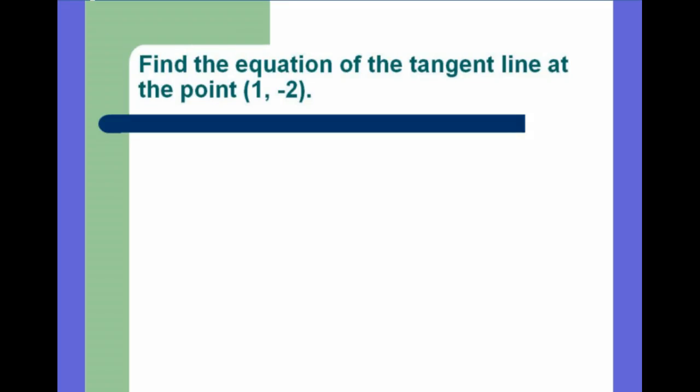So then extension questions would be something like find the equation of the tangent line at a point 1, -2. So what we're going to do is we're going to take that same function and the derivative we just found for it and find its tangent line.